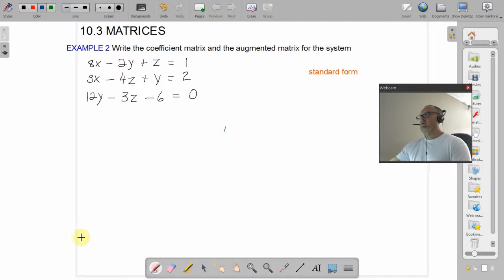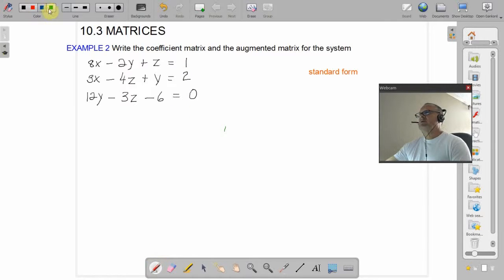All right, so we are recording and we have a system of equations here, and we want to write a coefficient matrix and the augmented matrix for the system. So first of all, they need to be in standard form. That means the x's need to be lined up, the y's, the z's, and then the constant terms need to be on the right hand side.